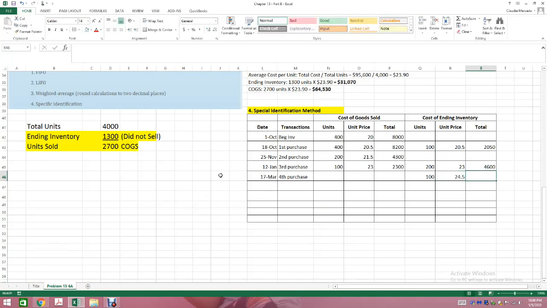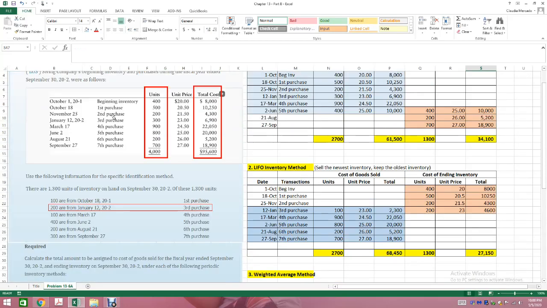So then that's going to be $24.50 over here. Okay, so let's look at the fourth purchase over here. We had 900 units. And on the fourth purchase, I did not sell 100. So I had 900. I have 100 remaining. So that means I must have sold 800. That's 900 minus the 100 from right here.